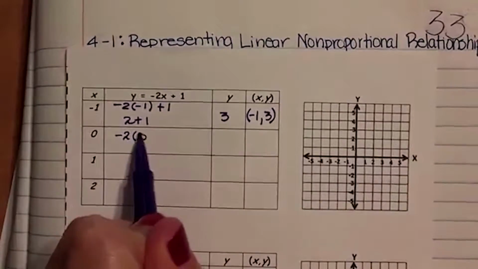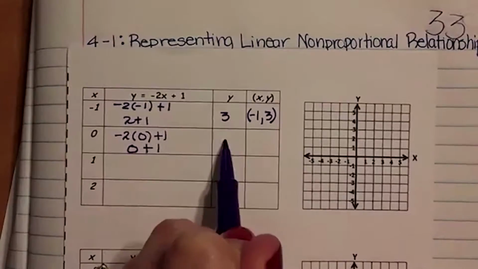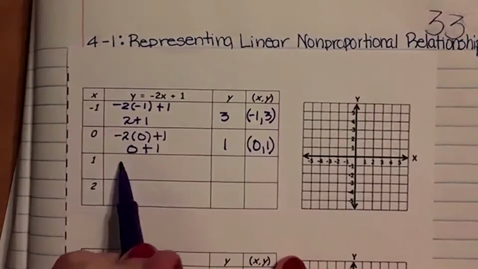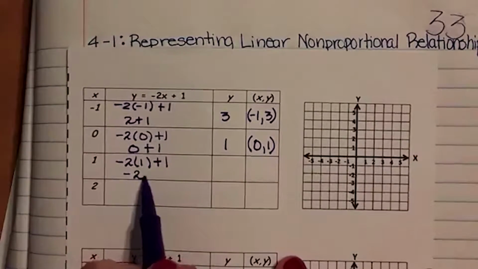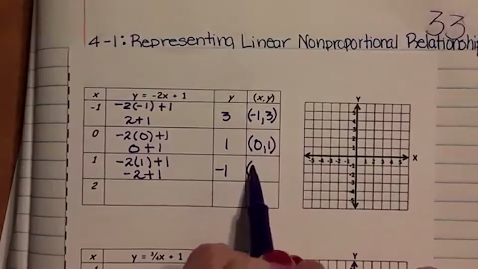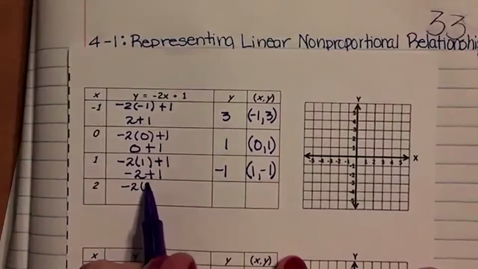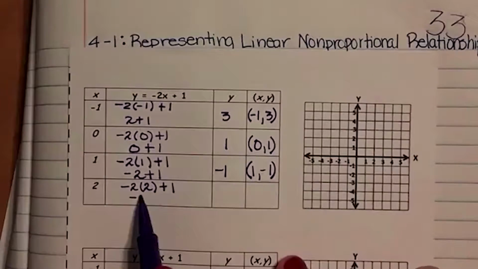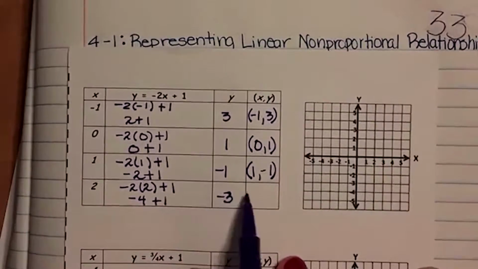Same as before. Anything times 0 is 0. So it's 0 plus 1, which is 1. Next one, -2 times a +1 becomes a -2. -2 plus 1 is a -1. And our last, -2 times a +2 plus 1. -2 times a +2 is -4. -4 plus 1 is -3.